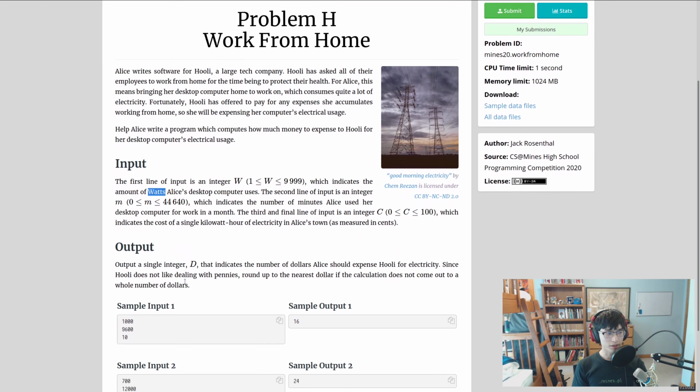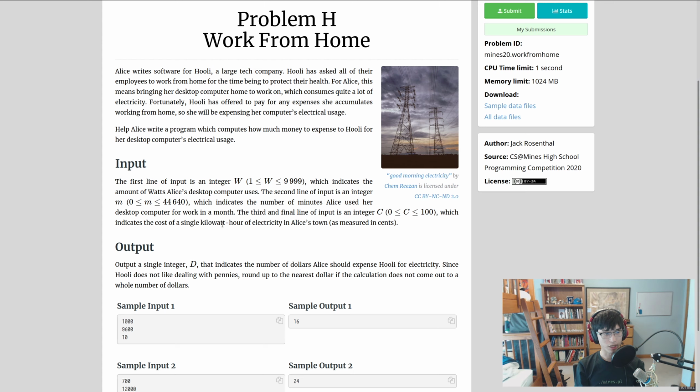So now I look down at the output and see that we are supposed to round up, and we need to output dollars. Now, none of these are dollars, this is all in cents, and this is in kilowatt hours rather than watt minutes. So we're going to have to do some unit conversions. The first thing to do, though, is to read in the input.